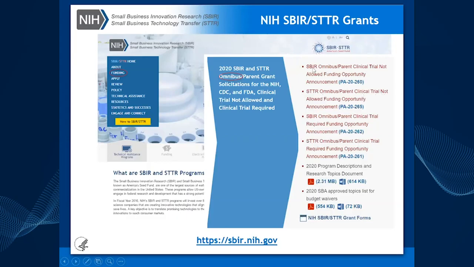So choose whether you're going to submit an SBIR or an STTR, and whether or not you're going to include a clinical trial. You can see the waiver topics that I described are available here. You can see the instructions here, and these funding opportunities tend to hang around for a year or 2, and then they're replaced. So if you keep coming back to sbir.nih.gov and click on these links, you always get the latest funding opportunity announcements.